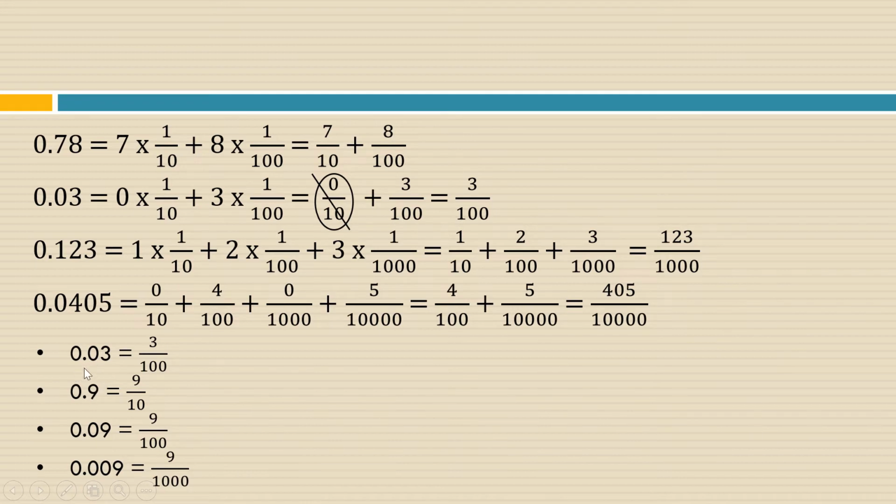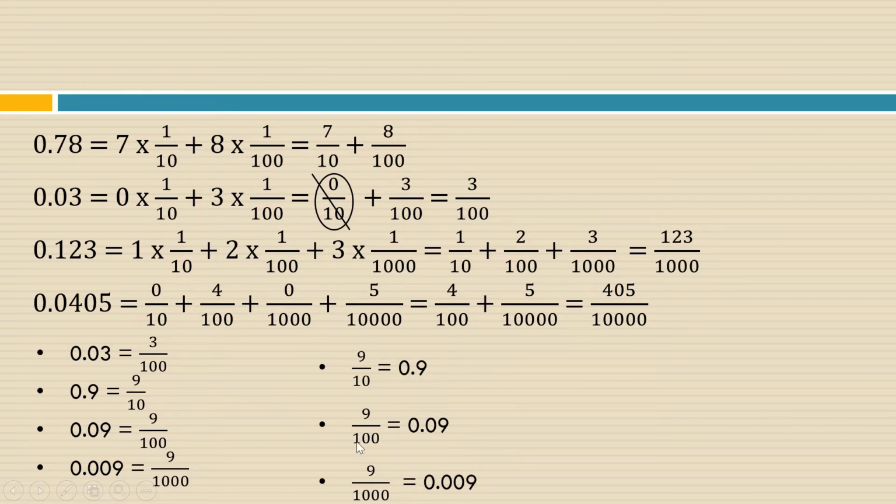Here 0.03 is 3 by 100, 0.9 equal to 9 by 10, 0.09 equal to 9 by 100 and 0.009 equal to 9 by 1000. The decimal forms of a fraction: 9 by 10 equal to 0.9.